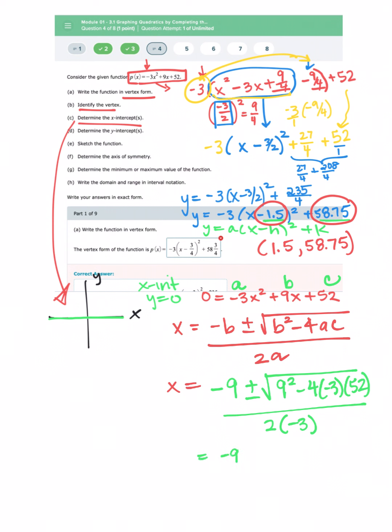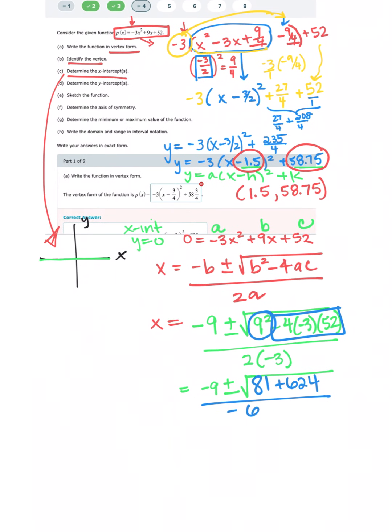And so as we simplify this, this will be -9 plus or minus the square root, 9 squared is 81. And then over here, this minus 4ac, if we take -4 times -3 times the 52, it'll end up being a positive 624, over -6. And so if we combine 624 plus the 81, it's going to be -9 plus or minus the square root of 705 over 6.